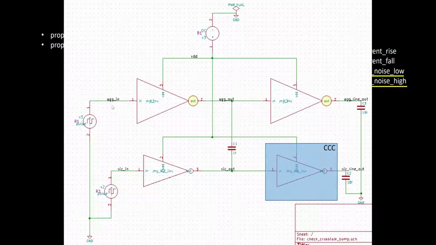So now take a note of all the inputs, or all the nodes over here. You have the aggressor in node, which is the input for the complete aggressor set of inverters. You have the victim in input, which is the input for all the victim inverters present over here. You have the aggressor out, the victim out, the aggressor line out, and the victim line out. Let's look into the waveforms of each and every one of them one by one.